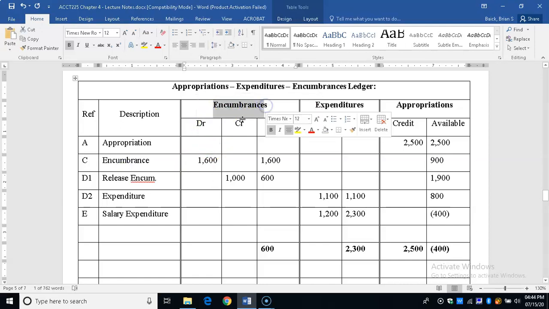Debit encumbrance, 1,600. So how much did we encumber? How much is open? How much is set aside? 1,600. So if you set $1,600 aside, how much is still available to spend? Well, I used to have $2,500 available to spend. Now I put $1,600 aside, so 2,500 minus 1,600 equals 900.